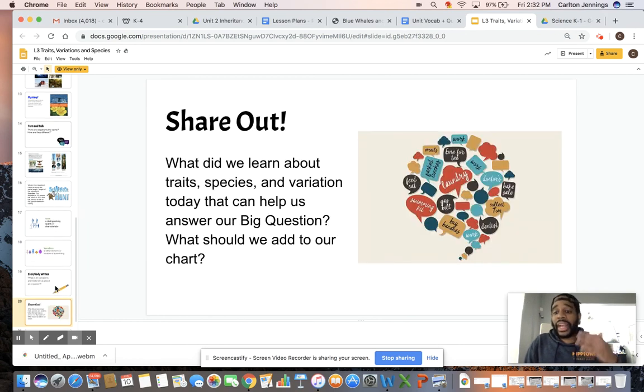So, you guys can share out and post up on our science wall to tell us the different species, traits, and variations that you have found or that you know that you want to share with the class.